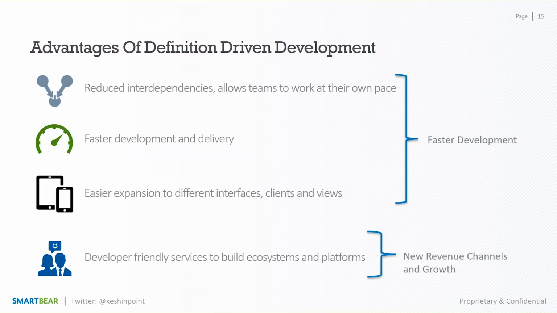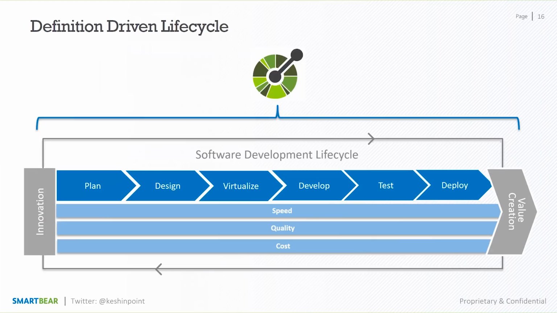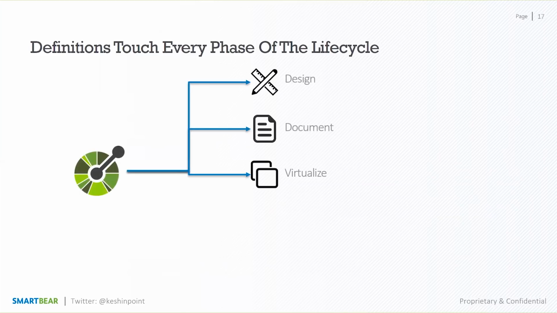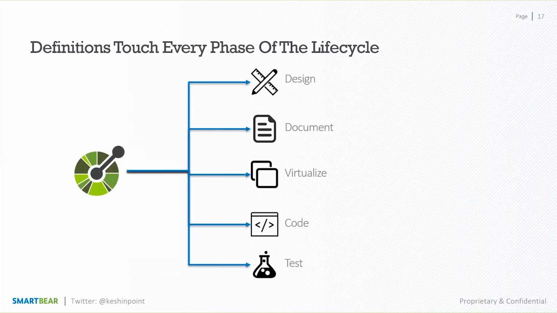Right? So the definition-driven approach is a proven way for you to achieve all of these different advantages. And as I said, it touches on every single aspect of your API lifecycle, all the way from planning to deployment. So definitions touch every phase of the lifecycle. From the definition, you can design, document, virtualize, code APIs, and test APIs. So in the next part of the webinar, I'm going to be talking about how each of these different phases is accelerated using the OpenAPI specification.